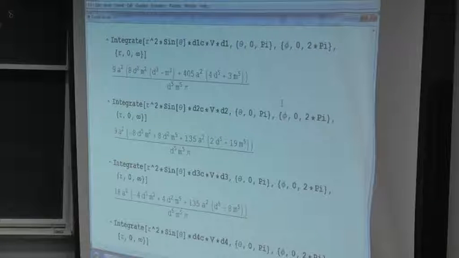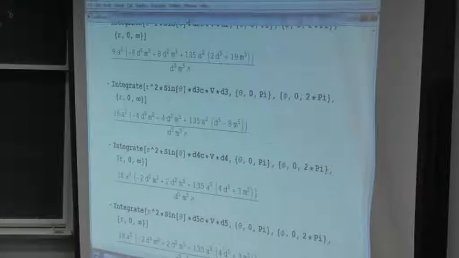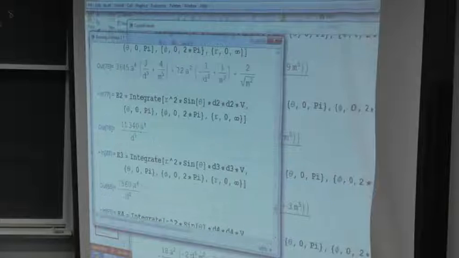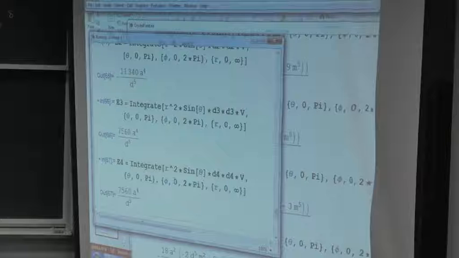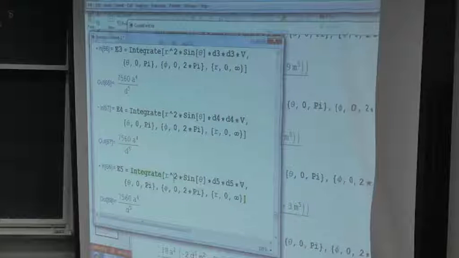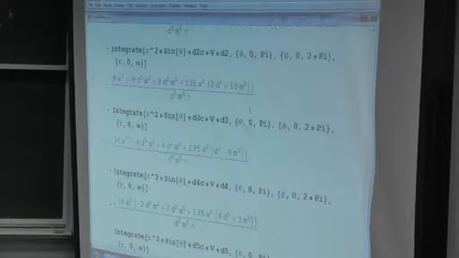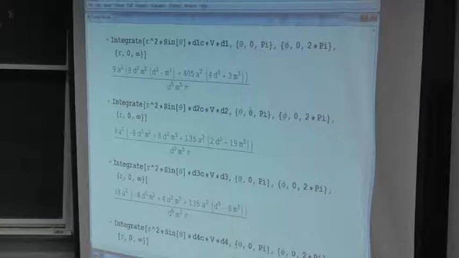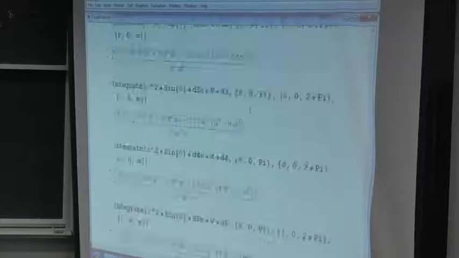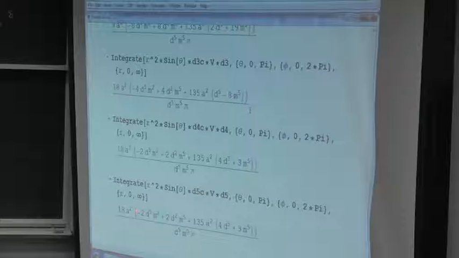I have 5 energies, E1, E2, E3, E4 and E5. Let me run all of those energies in the background. So I have 5 energies: energy for one orbital, energy for the other orbital, third orbital, fourth orbital and the fifth orbital.